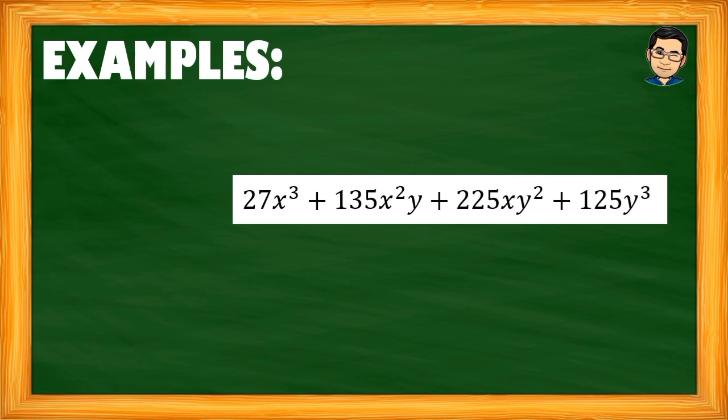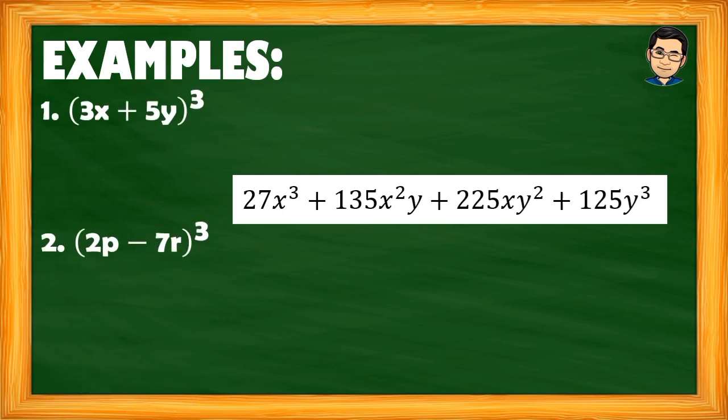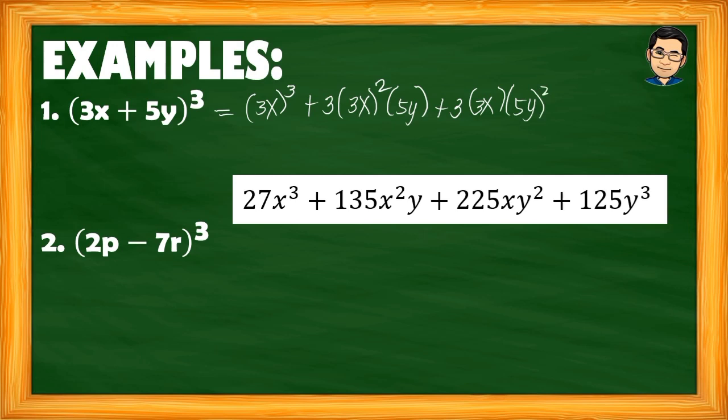So let's have examples. Yung una nating example is the quantity of 3x plus 5y cube. Ang gagawin natin, cube the first term, so that is the quantity of 3x cube. And then thrice the product of the square of the first term, so magiging 3x squared times the last term, 5y. And then next, thrice the first term and the square of the last term. And then cube the last term.